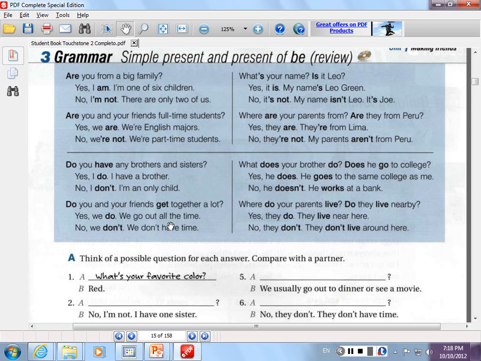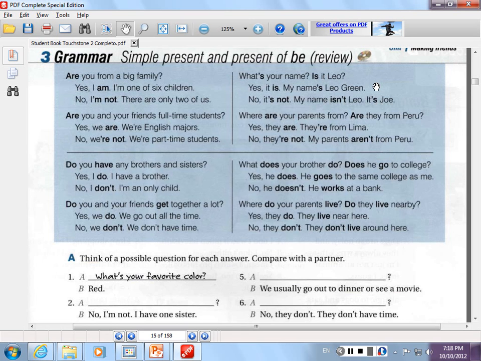ليس عندنا وقت. The third part, what's your name? ما هو اسمك? Is it Leo? هل اسمك هو ليو؟ Okay, we can continue. Yes, it is. My name is Leo Green. Or we can say no. The answer is no. No, it's not. My name isn't Leo. It's Joe.